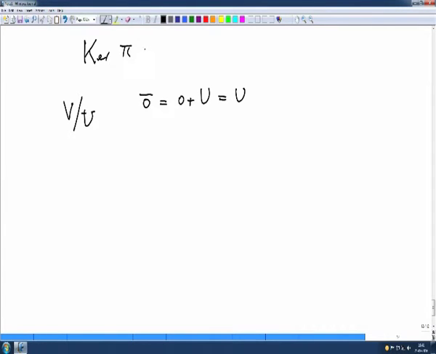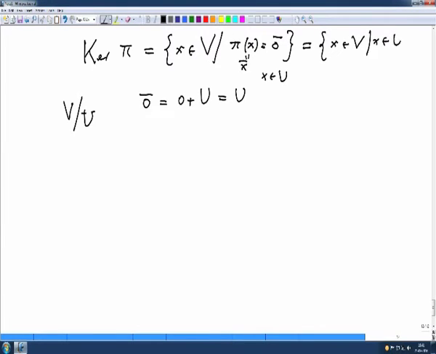So, the kernel of pi is by definition all those x in V such that pi of x is 0 bar. But this is the same as x bar is 0 bar. That means x belongs to U. So, this is the same as x in V such that x belongs to U. This is nothing but U. So, U is the kernel of pi, and therefore we will get a formula.